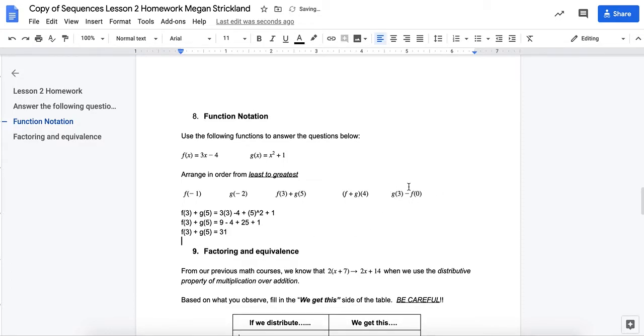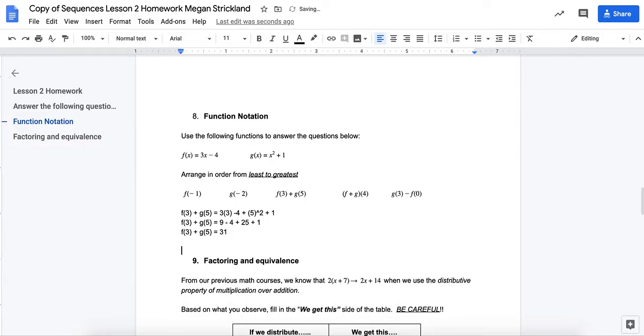Now, you would do the same thing for this one, except with the minus. Now, this one's a little bit confusing. It's f plus g, 4. So what they want you to do is combine your functions first. So hold on, let me put this one in. So f plus g, 4. What you're going to do is 3x minus 4 plus x squared plus 1 first. Then you're going to plug in 4 to the equation.